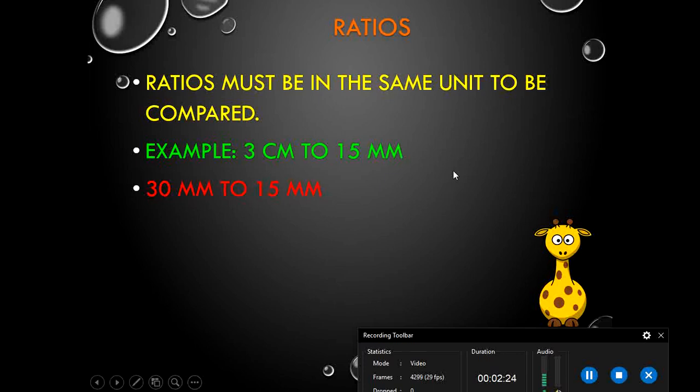Now that they're in the same unit of measure, we're going to reduce this to lowest terms. Both have a common factor of 15. So in its simplest form, the ratio is 2 to 1. I did leave it in this format because that's how it was presented.